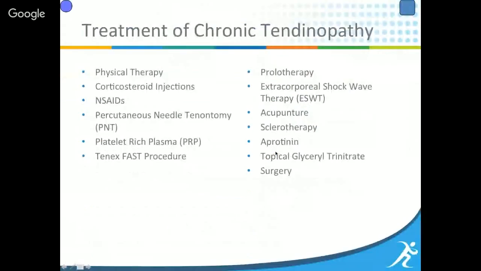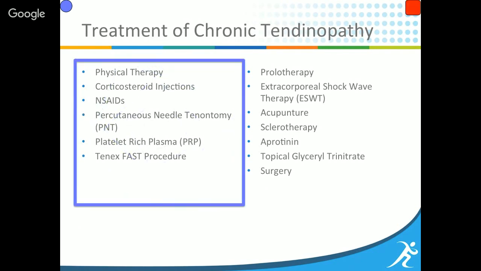All right, so let's talk about treatment. There's a number of treatments for chronic tendinopathy. This could probably be a 3-hour lecture if you really wanted to go through it all. But what I want to do is focus on the most popular treatments, the most studied treatments, and the ones that people are talking about.